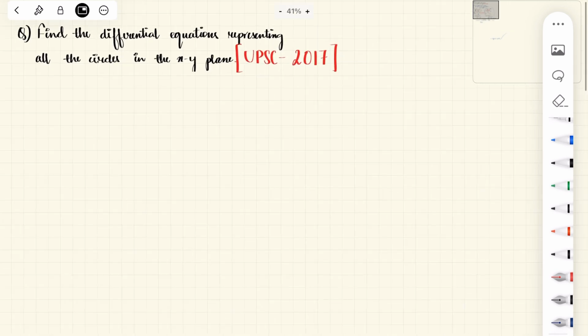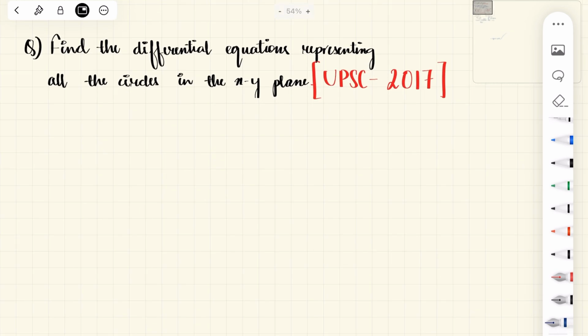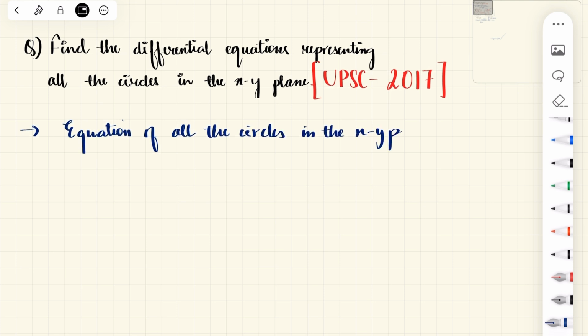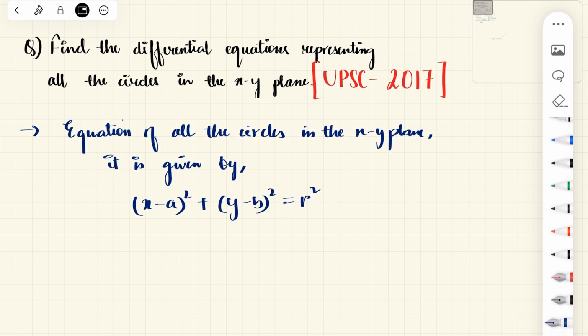Yeah, so let's start solving. So we know that the equation of all the circles in the xy plane is given by (x minus a) whole square plus (y minus b) whole square equals r square, where (a, b) is the center and r is the radius.